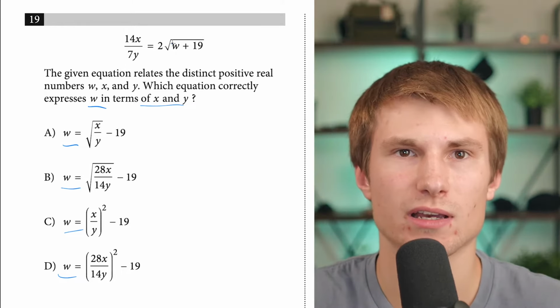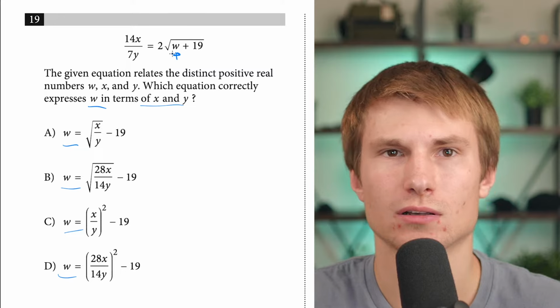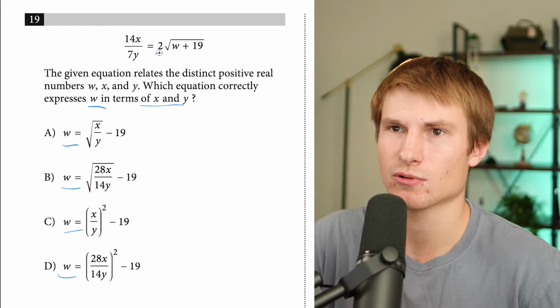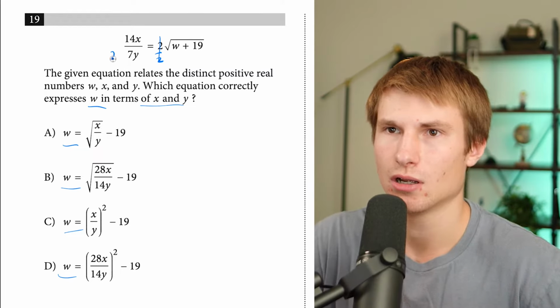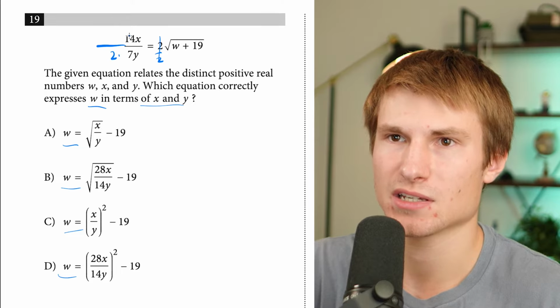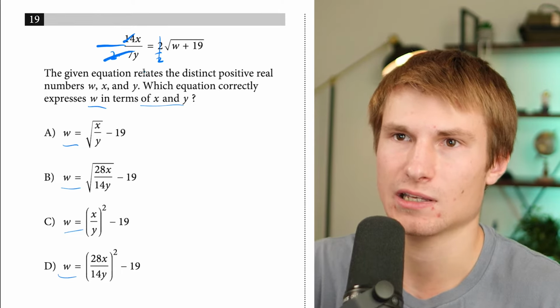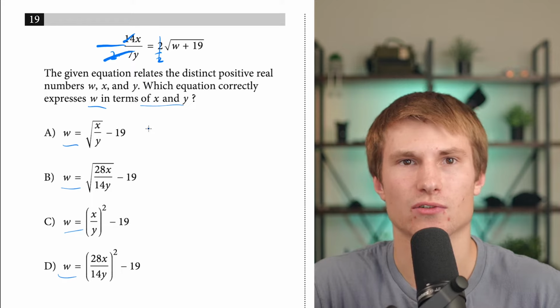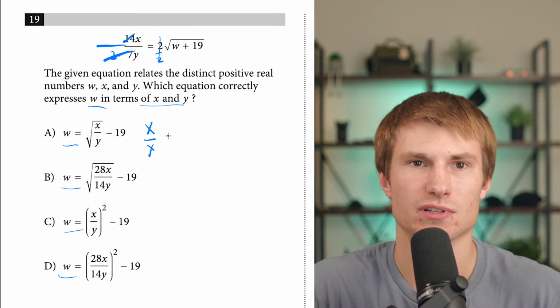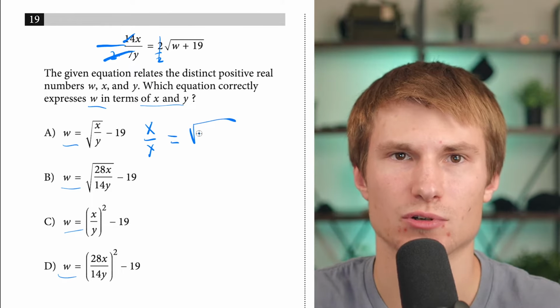All right, so we want to get w out from underneath the square root. The first thing I'm going to do is I'm going to get it so it's just a square root. So I'll divide both sides by 2 to start. Then I get 2 times 7, that's going to be 14. So I can cancel this 14. I can cancel that 2 times 7. So now I've got x over y. So I'll write this a little bit bigger so you can see it more clearly. I have x over y is equal to root w plus 19.